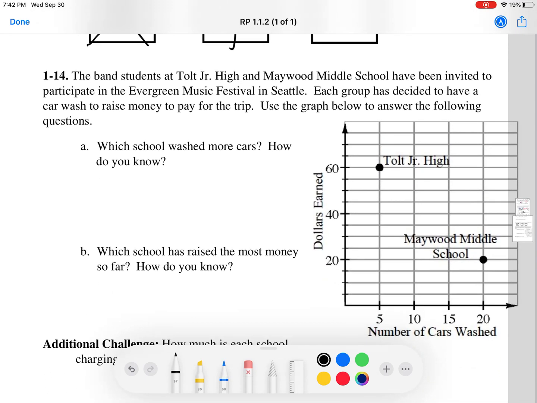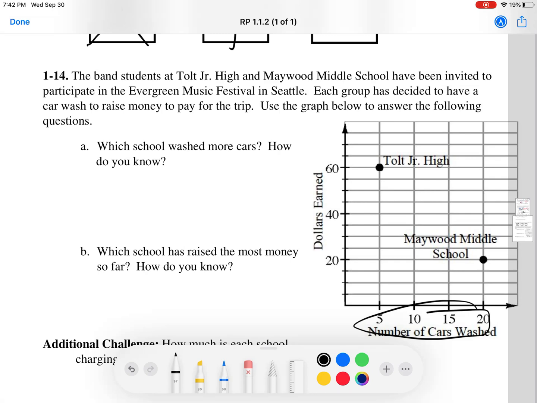And then in this one, what we have is band students at these 2 middle schools. They've been doing a car wash to raise this money, right? So you're going to use the graph below to answer these questions. Which school washed more cars, and how do you know, right?